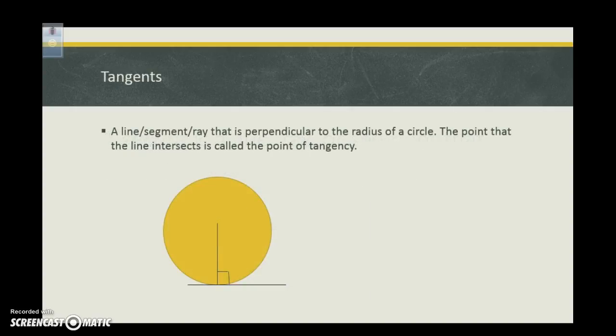A tangent line is a line, a segment, or a ray that's perpendicular to the radius of a circle. And the point that the line intersects the circle is called the point of tangency. Okay, we are going to write on our picture.